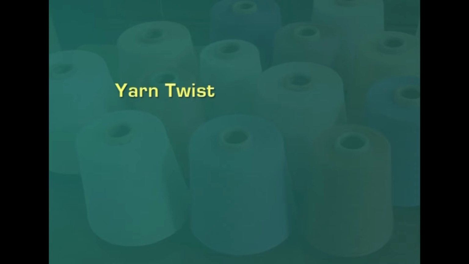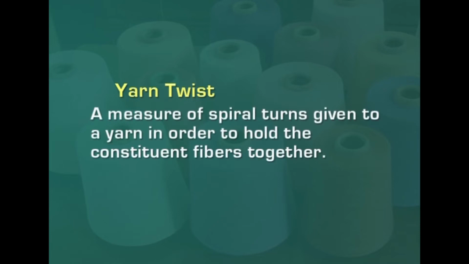Now, coming to yarn twist. Yarn twist, when we define it, is a measure of spiral turns given to a yarn in order to hold the constituent fibers together. So, the twist has a role on different yarn characteristics, and in a similar way it also has a role on the fabric characteristics as well.